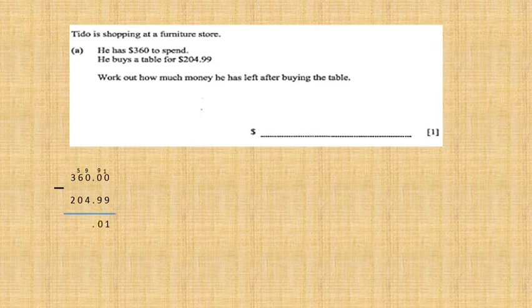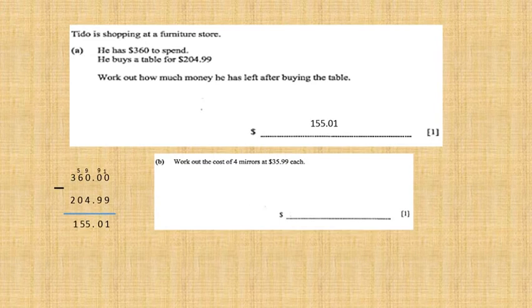to put the point. And after that, 9 minus 4 equals 5, and 5 minus 0 equals 5, and 3 minus 2 equals 1. So the answer here is going to be $155.01.